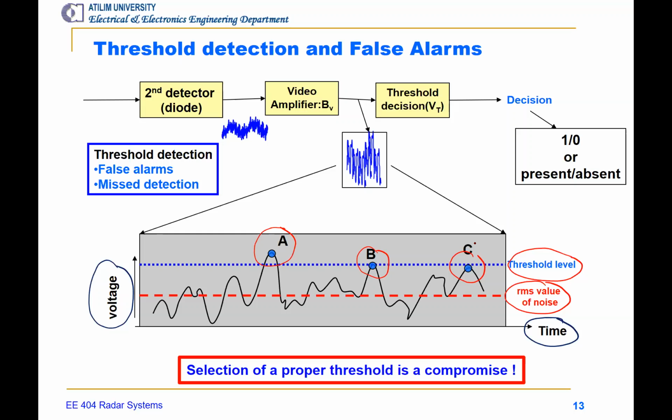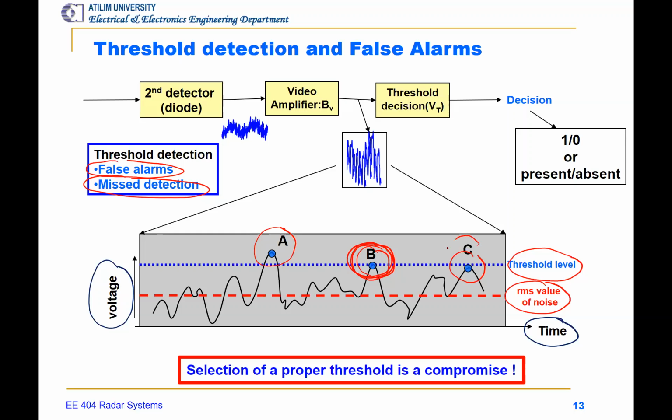Now we can define false alarm and misdetection on this picture. If the signal at point B is due to the noise, if this is noise actually, but we declare that that's an echo signal because it's just about the threshold, then this is called false alarm, because that's not an echo signal, but we decide that that's an echo signal. So that's called false alarm.